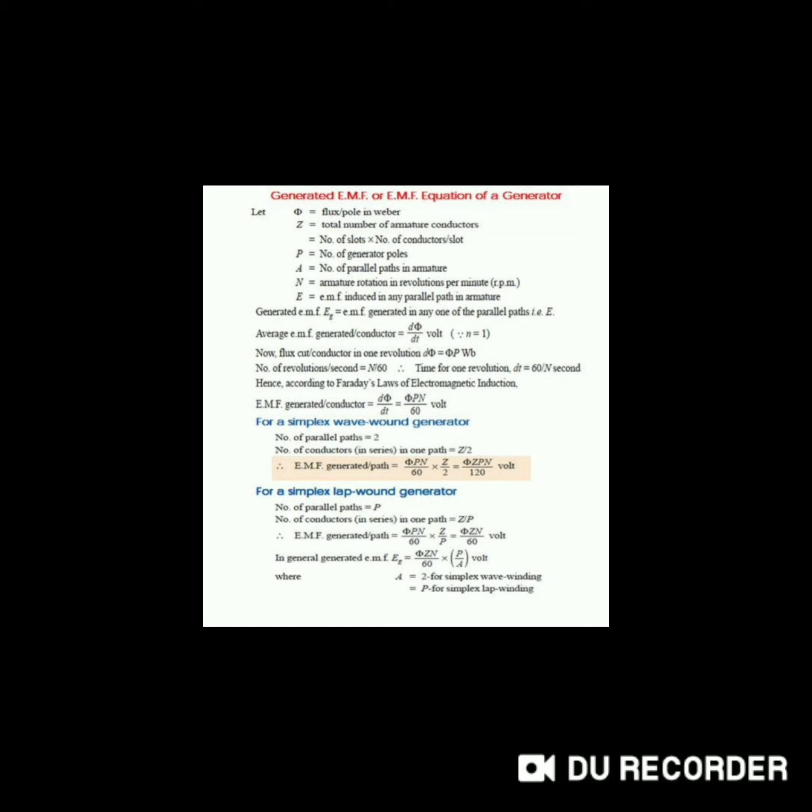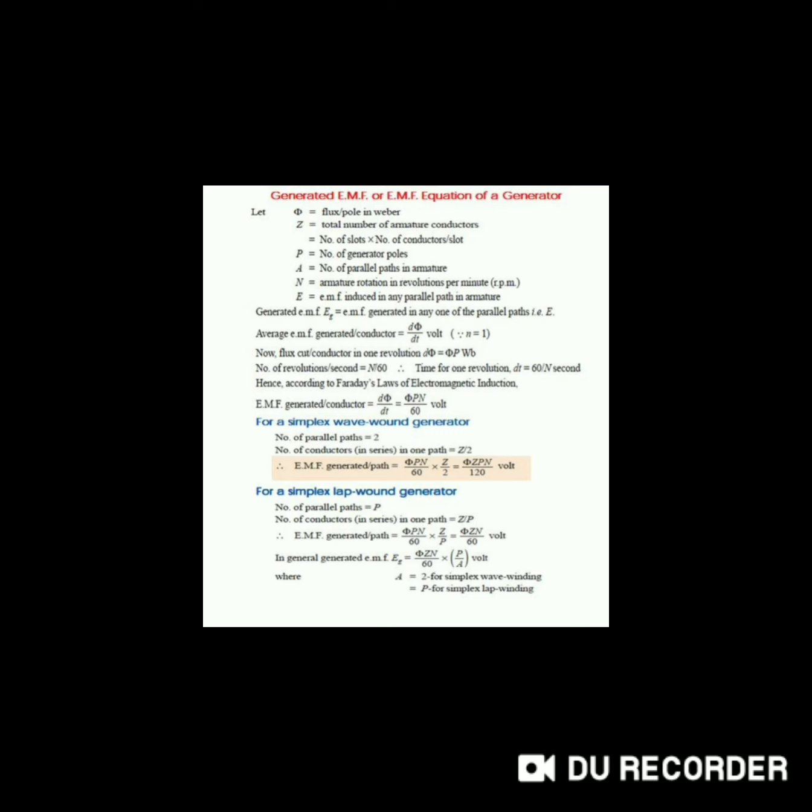So EG is nothing but the generated EMF, that is equal to the EMF generated in any one of the parallel paths, which is given by E. We know the average EMF generated per conductor is given by d phi by dt.